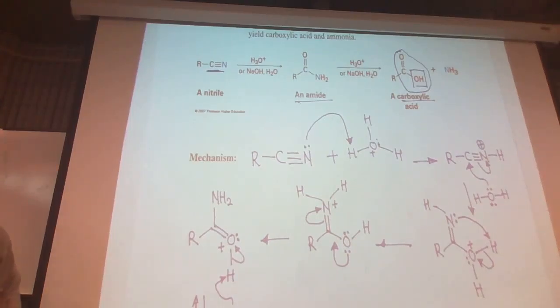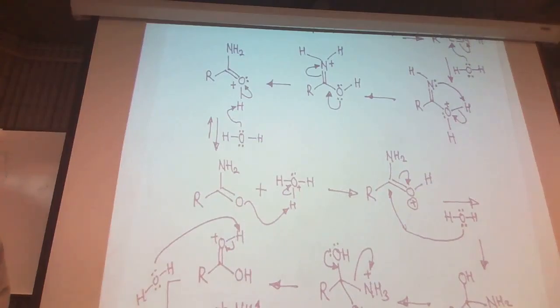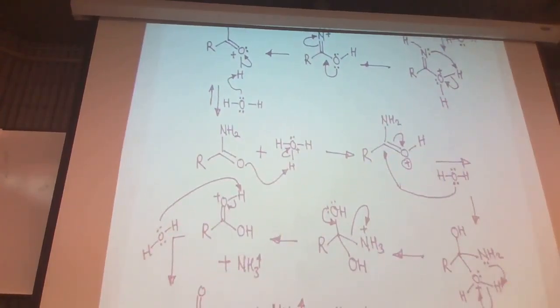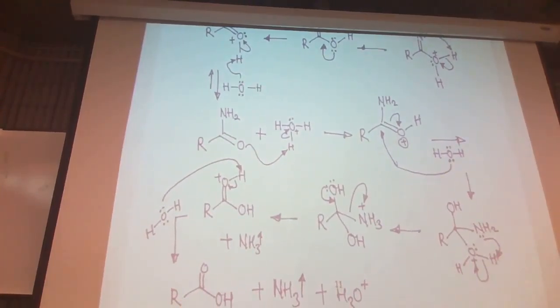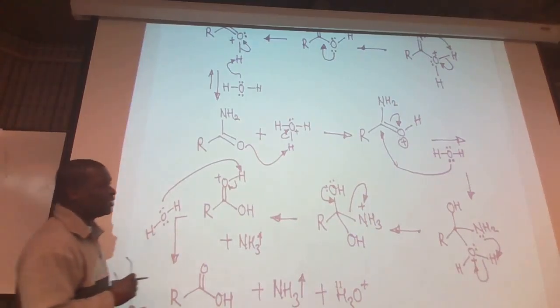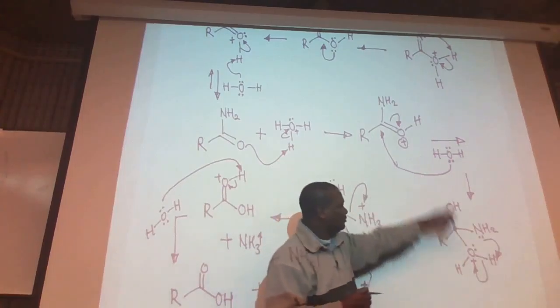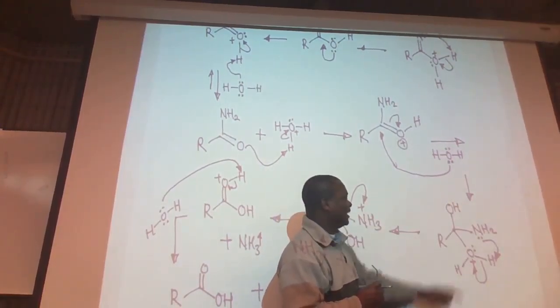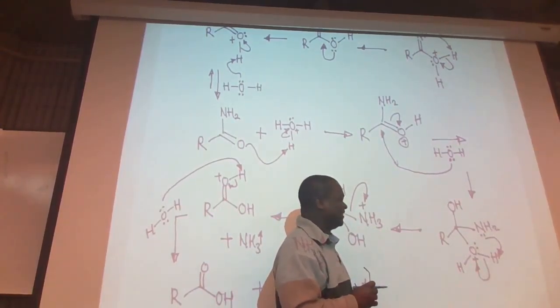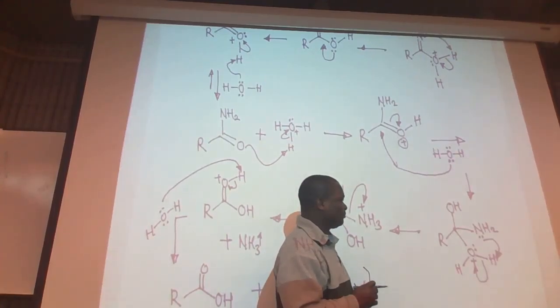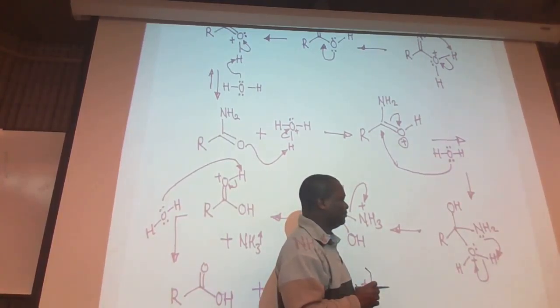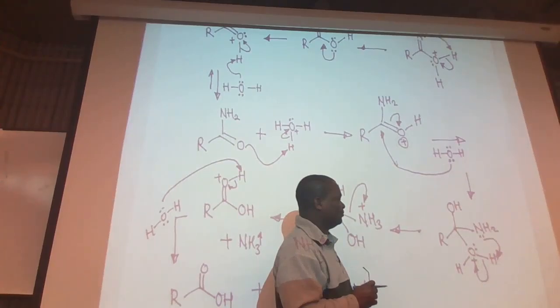Yes. On the step where the water is bonded to the carbon, is there any way for the water to leave and then the nitrogen to get its hydrogen from the OH? Say it again. The one where the water is bonded. The previous one. That one. Is it possible for the water to leave and for the nitrogen to get its hydrogen from the OH group?